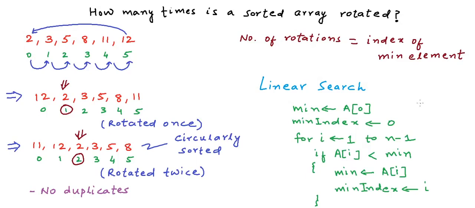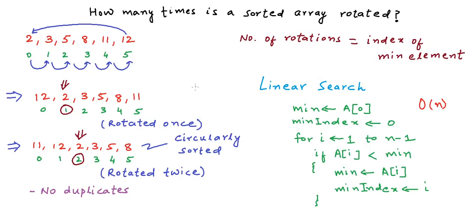Clearly, the running time of this algorithm would be big O of n. The running time will be proportional to n. Now this will give us the correct answer. This is a correct solution, but in this solution, we did not make use of the property of the array, that it is circularly sorted. Can we use this property of the array and improve this algorithm, improve the time complexity of this algorithm?